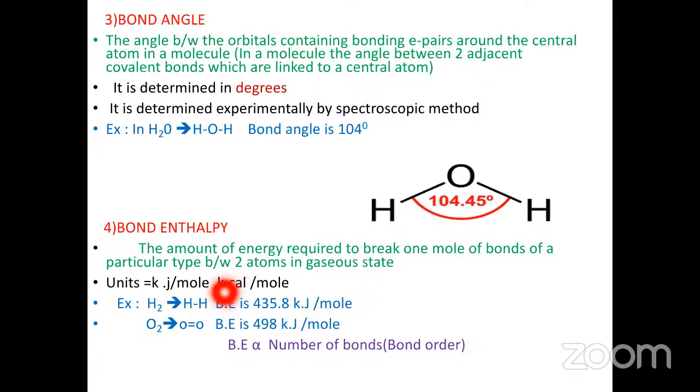In the H2 molecule, two hydrogen atoms are bonded with one single bond. So, to break this single bond, 435.8 kilojoules per mole of energy is required. But in the O2 molecule, the two oxygen atoms are bonded with one double bond. So to break this double bond, 498 kilojoules per mole of energy is required. So what you observe here is that the bond enthalpy is directly proportional to bond order. From hydrogen to oxygen the bond order is increasing, and whenever the bond order increases, the bond enthalpy also increases. The amount of energy required to break 1 mole of bonds between particular atoms in a molecule is called bond enthalpy.